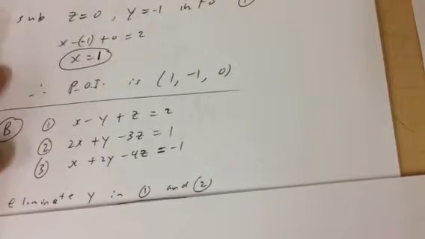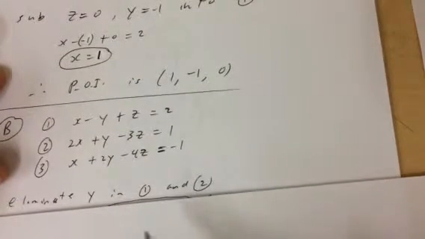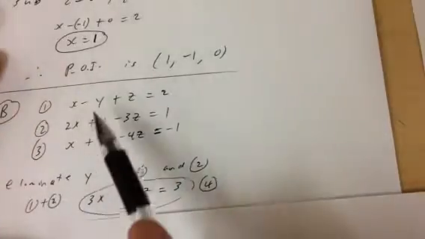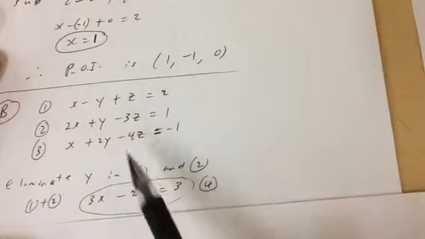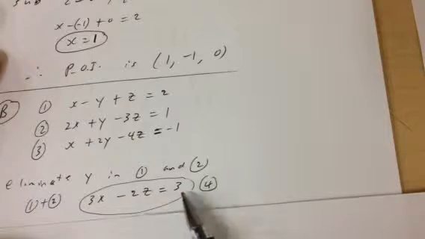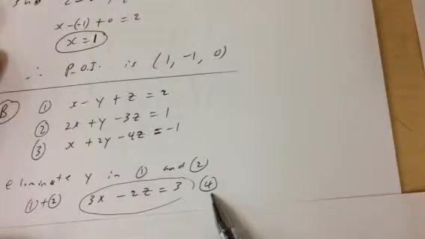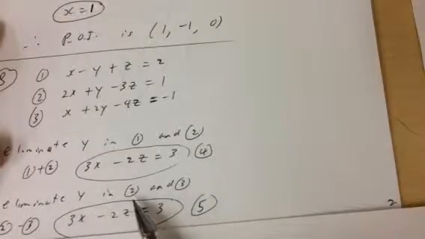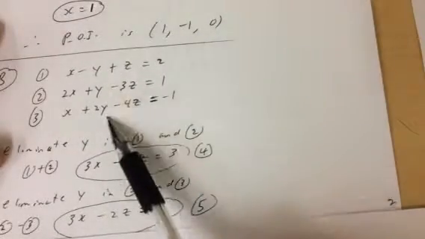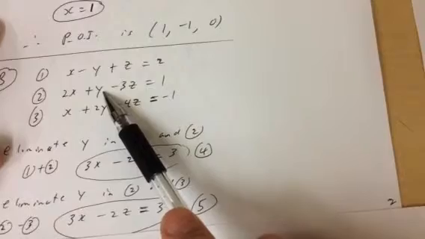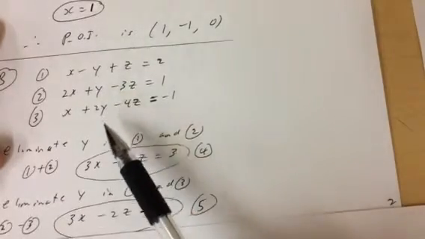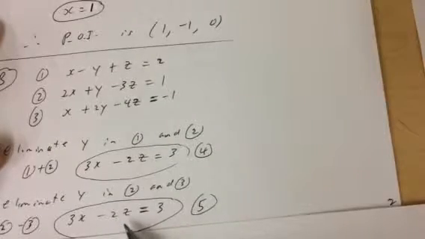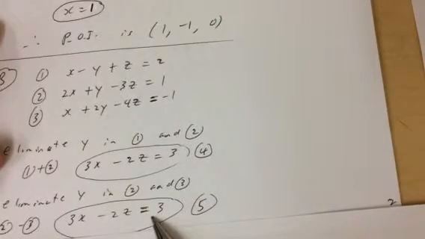Okay. Now I'm going to eliminate y in 1 and 2. So add 1 to 2. It'll eliminate the y. I got 3x minus 2z equals 3. Again, call that equation 4. Now I'm going to eliminate y in equations 2 and 3. Well, I'm going to multiply equation 2 by 2 and subtract them. So 2 times equation 2. Subtract them. I get 3x minus 2z equals 3.